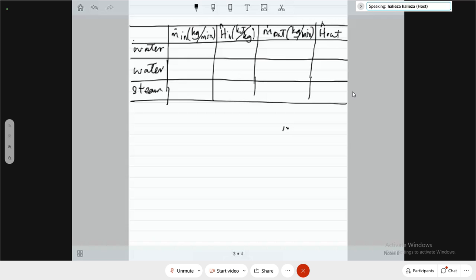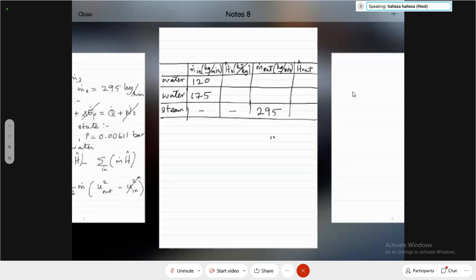Okay, that's good enough. The water coming in, you have 2 streams. Let's write the values in that. Let's fill up the table. That's 120 kilogram per minute. The other stream coming in, 175. There's no steam coming in. The steam coming out, you already calculated the flow rate using the material balance. That's 295.